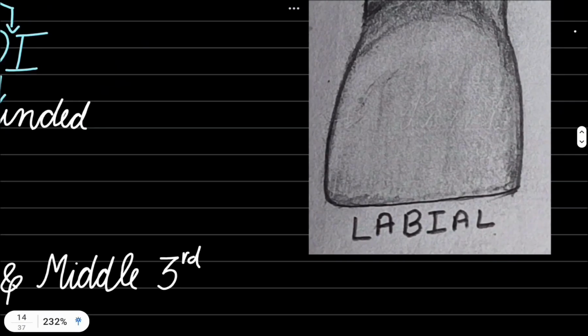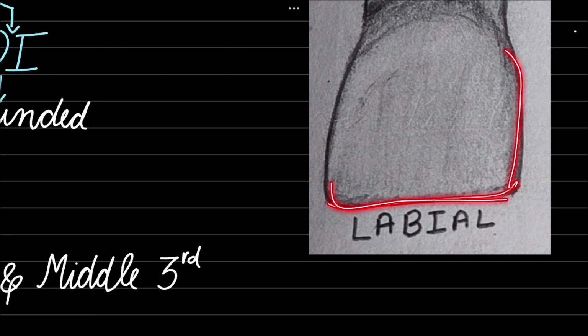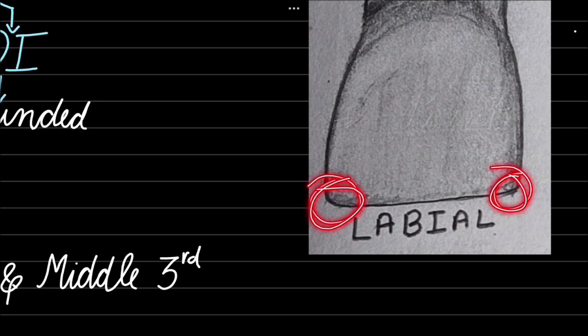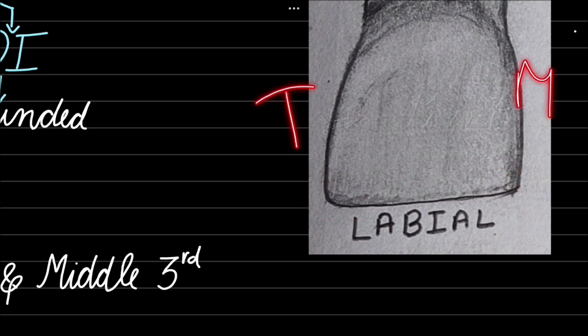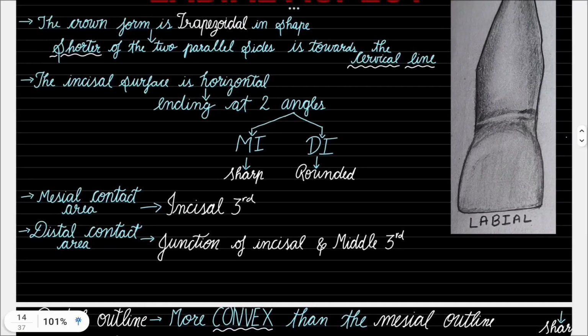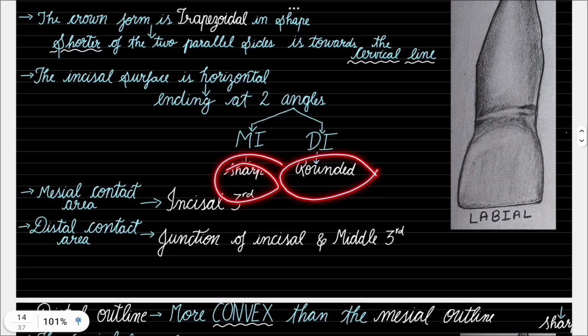Now here this is the incisal edge or the ridge. So this will meet the mesial and the distal sides to form two angles over here. See, two angles. So this is the mesial side and this is the distal side. So here this angle formed is called the meso-incisal angle and this angle is called the disto-incisal angle. Now as you can see from here, this disto-incisal angle is a bit rounded while the meso-incisal angle is quite sharp. See, meso-incisal is sharp, disto-incisal is rounded.